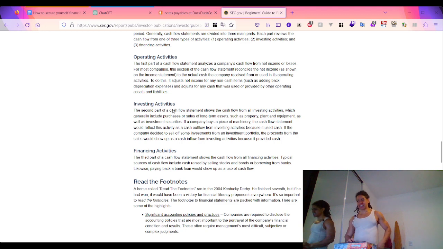And then I look at the investing activities. The second part of a cash flow statement shows the cash flow from all investing activities, which generally include the purchase or sale of long-term assets.